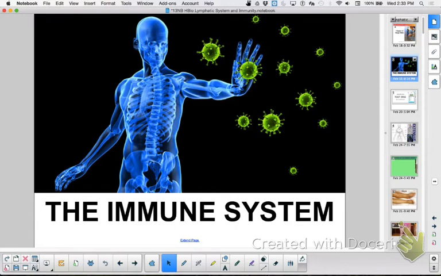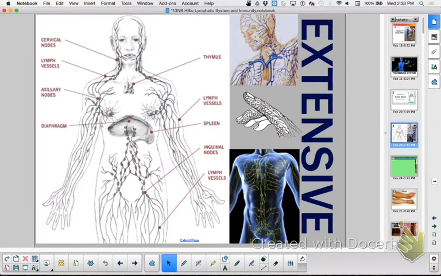So, first thing we need to remember is how extensive the immune system is.